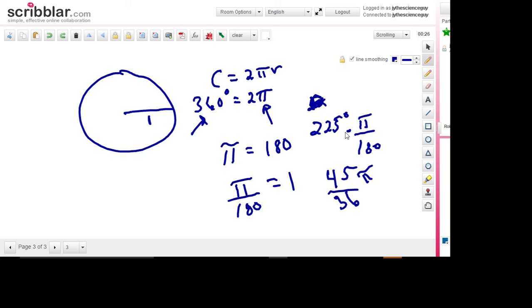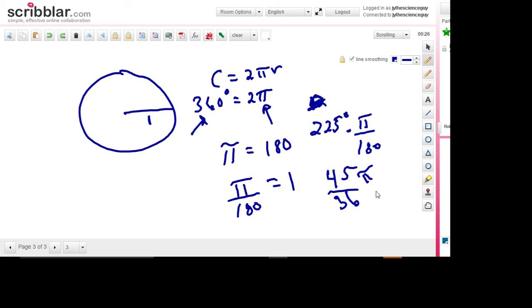So divide that by 3. Actually, let's just do 9. 9 goes into both of those numbers, so divide both of those by 9. The bottom one's 4. Top one is 5. So that's how many radians that amount of degrees is. And you would just leave it like that.